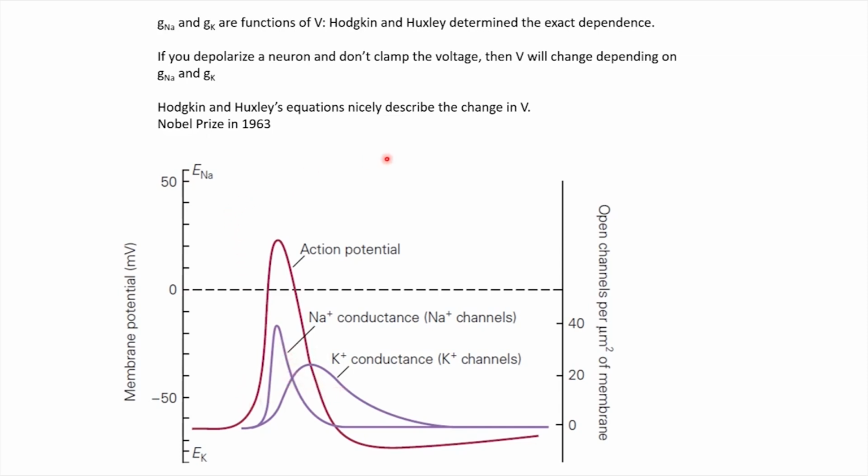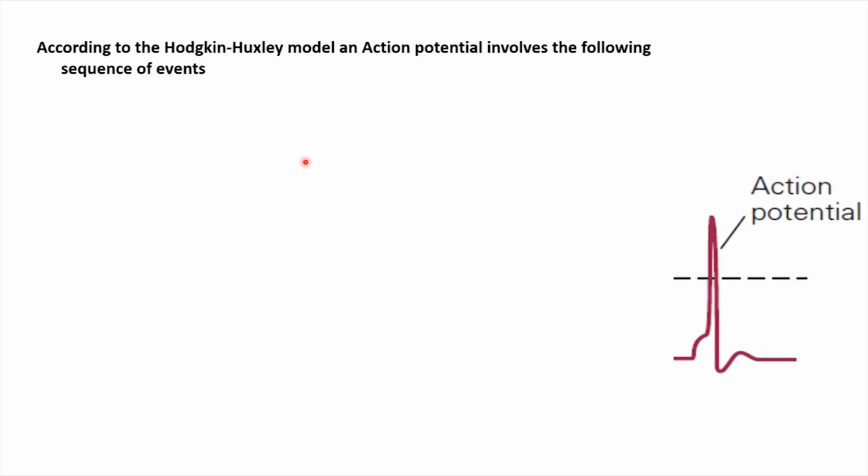And Hodgkin and Huxley's equations allow us to describe the shape of an action potential with very good accuracy in mathematical terms. So this is one of the first examples where a biological phenomenon was described very well by a bunch of very simple equations. And for this work, Hodgkin and Huxley received the Nobel Prize in 1963. So let's summarize what happens during an action potential as described by the Hodgkin-Huxley model.